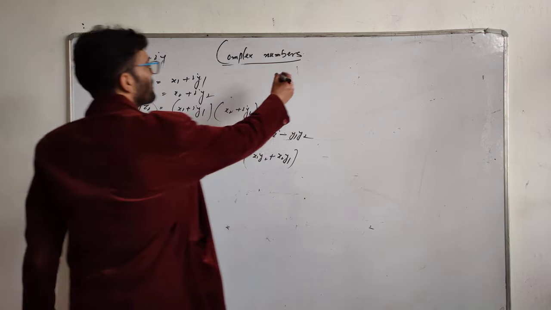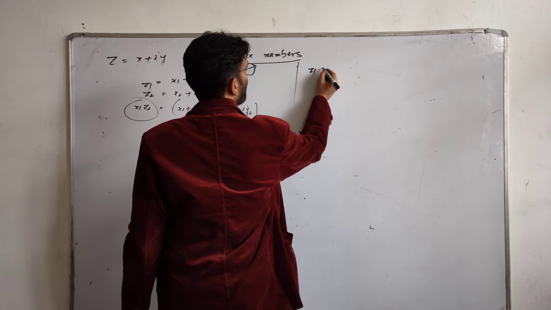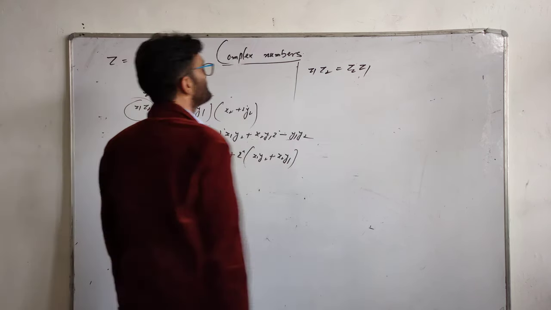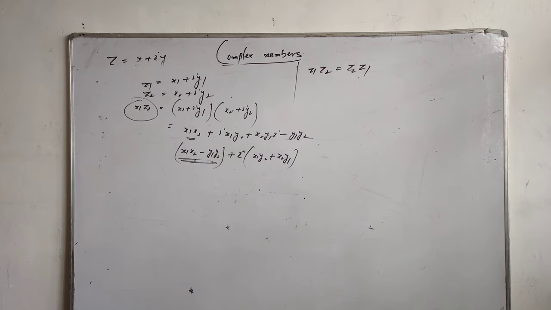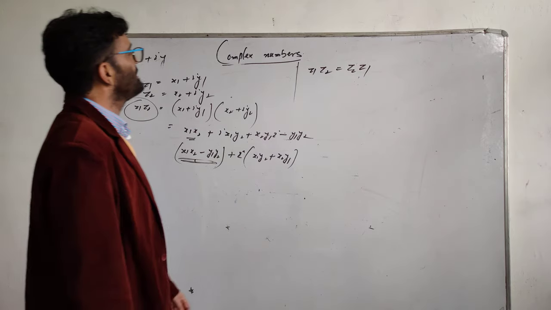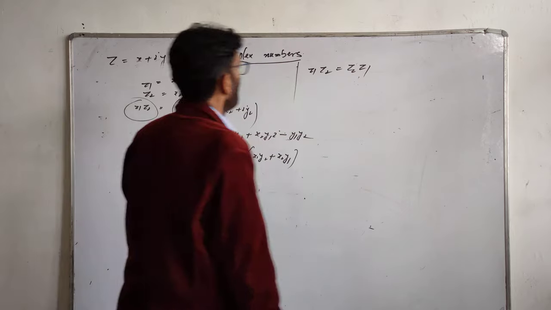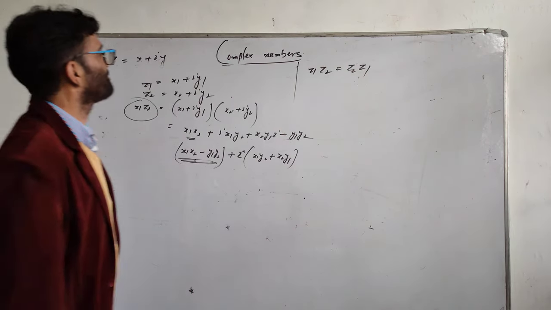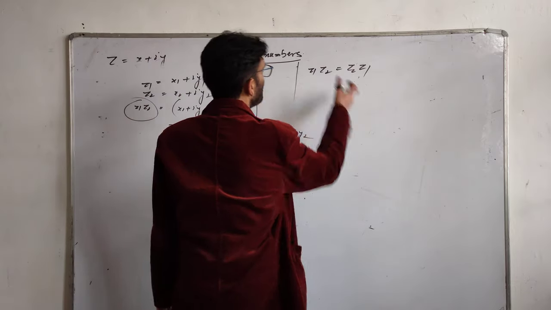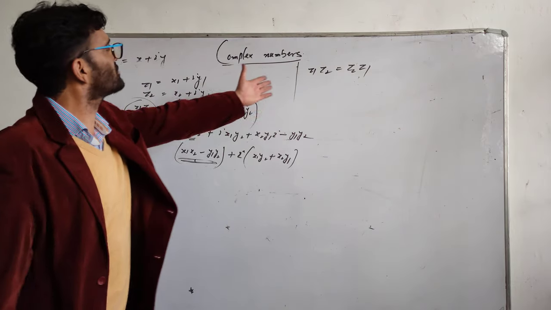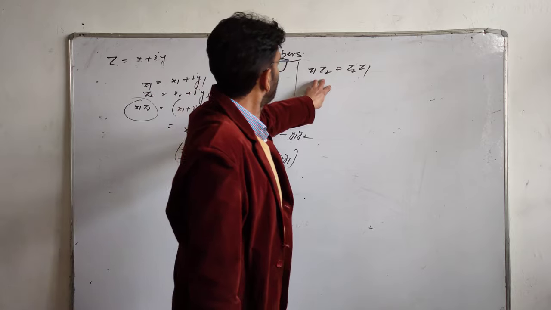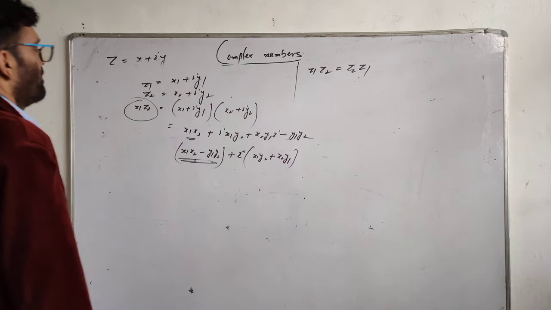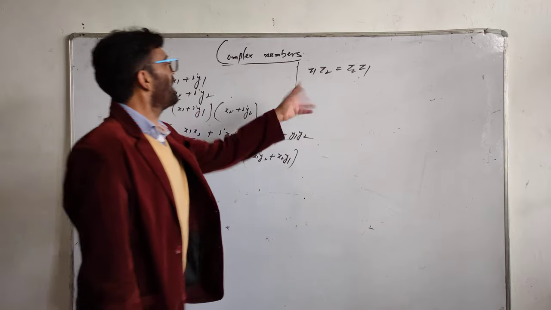Now, the commutative law also holds, that is, z1 multiplied by z2 is equal to z2 multiplied by z1. If z1 and z2 are any two complex numbers, then z1 times z2 is equal to z2 times z1. That is, order doesn't have an impact on this. You can prove it, you can take z1 as x1 plus iota y1, z2 as x2 plus iota y2, take LHS, take RHS, you can easily do it. No problem.